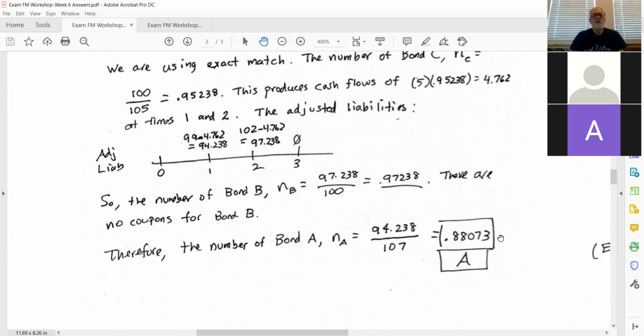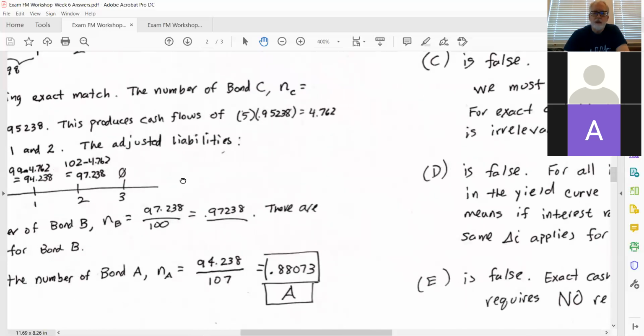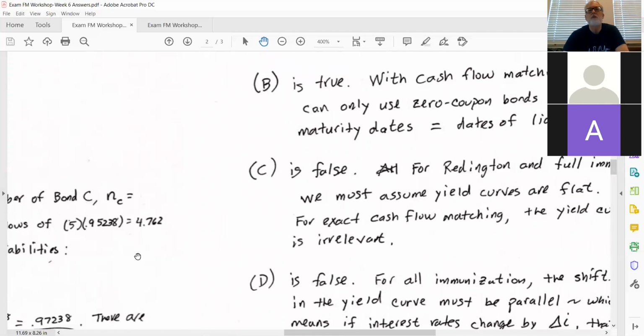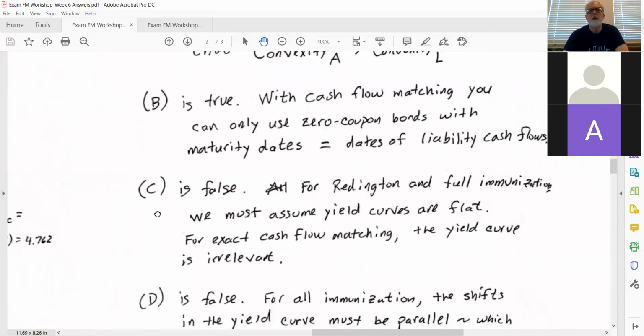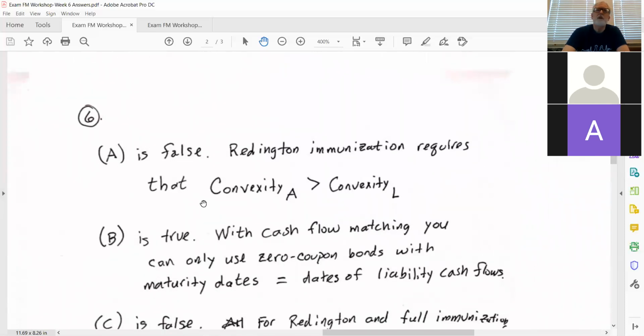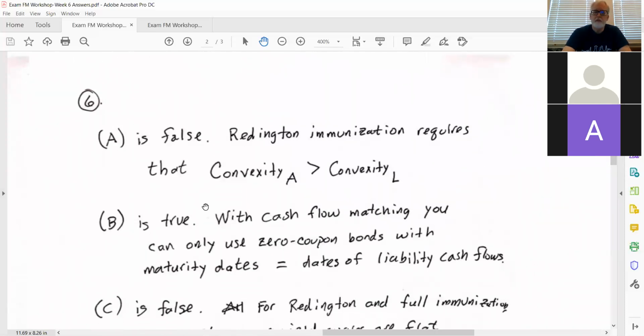All right. Number 6 was a word problem. I told you, certainly more so than in other sections, you need to know a lot of definitional stuff about immunization. So question number 6, it says, determine which of the following statements is true. So there's only one of these that's going to be true.